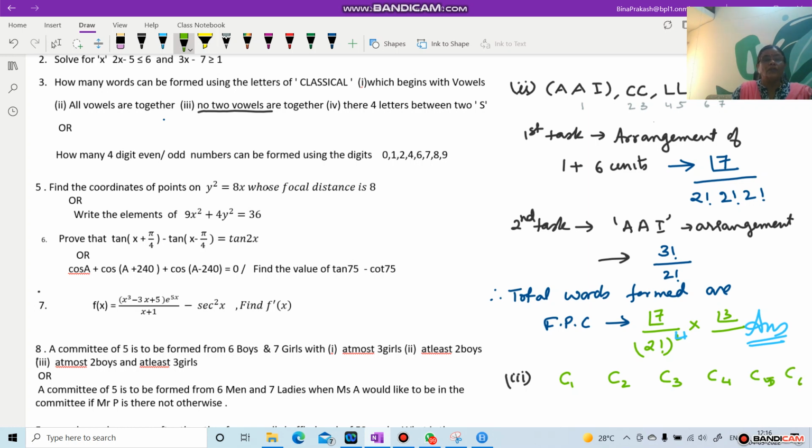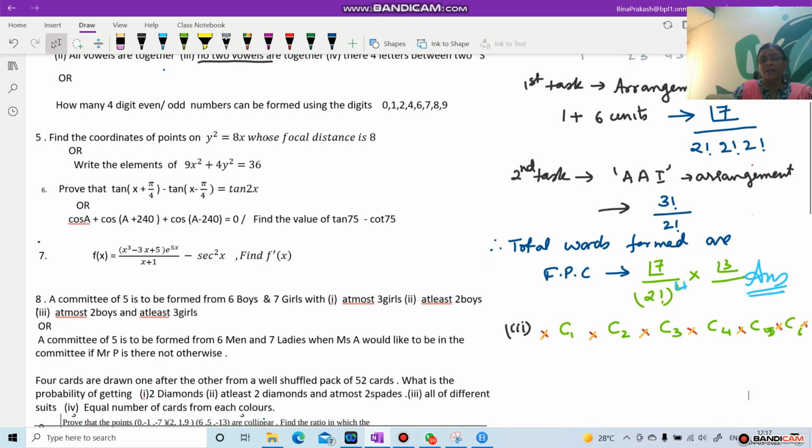Fine. So now what you do is mark the cross places. First you find out how many places you can keep the vowels. So what is the first task that you have? The first task that we have is to fix up the position for the vowels.